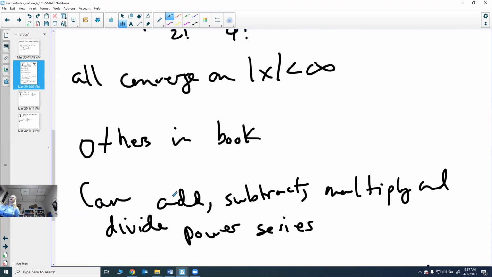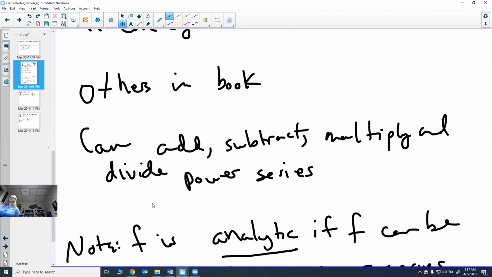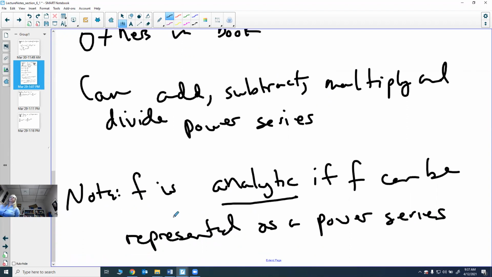The other thing to remember is that you can add, subtract, multiply, and divide power series. So we can do different things with these power series. F is called analytic if F can actually be represented as a power series. If we can put it in this format, analyze it this way, and write it as a power series, then we call it analytic. There are many functions that are not analytic. We like to work with the ones that are, but there are other ones that are not. The gamma function is a good example of one that is not analytic.